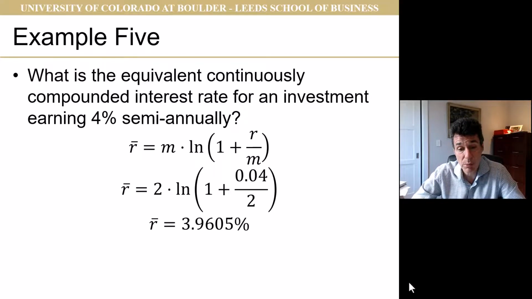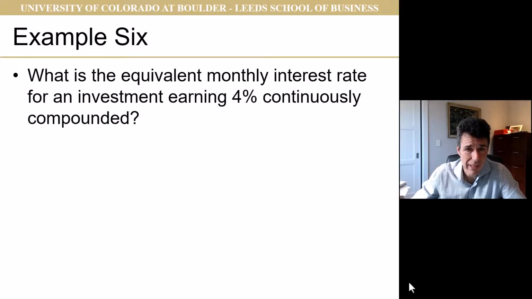R bar is 3.9605. Again, I earn more interest on a continuously compounded basis than a semi-annual basis, so if I'm earning 4% semi-annually, I've got to earn a little bit less continuously compounded for that to be equivalent. One last example. What is the equivalent monthly interest rate for an investment earning 4% continuously compounded? Well, this rate should be a little bit higher because, again, I'm earning interest fastest on a continuously compounded basis.